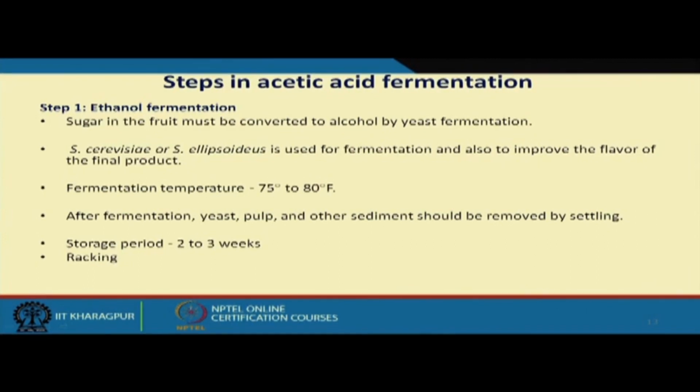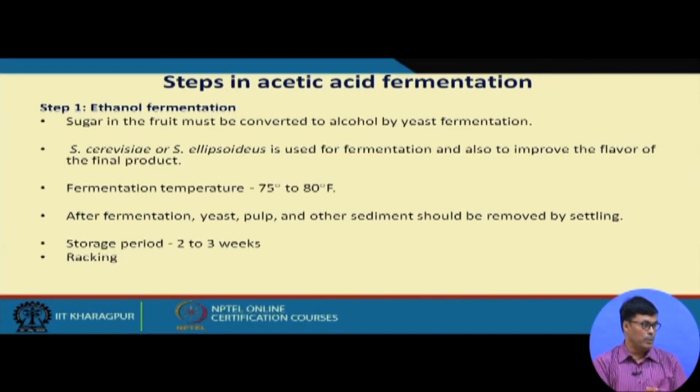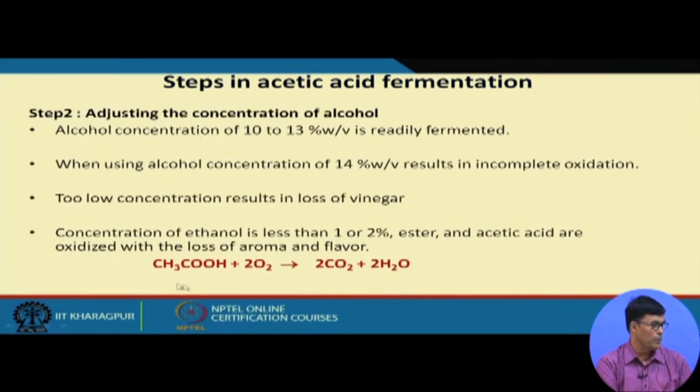Now, as for the steps involved, the first step is the ethanol fermentation process, where the sugar is converted to ethanol with the help of Saccharomyces cerevisiae or Saccharomyces ellipsoideus, and we maintain the temperature at 75 to 80 degrees Fahrenheit. After the fermentation, yeast pulp and other sediments should be removed by settling and storage for 2 to 3 weeks. Then racking is also a kind of clarification process.